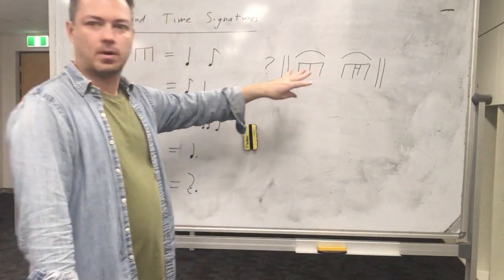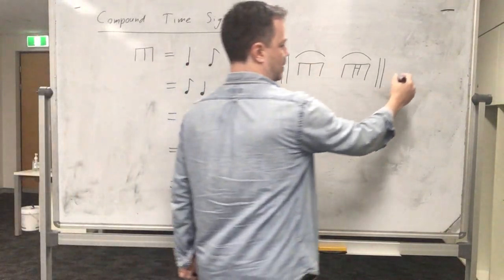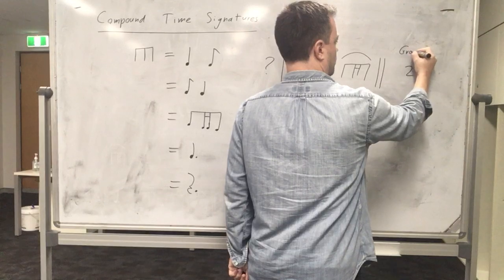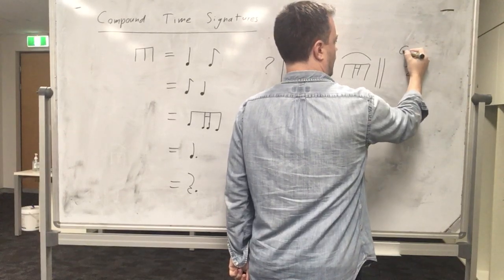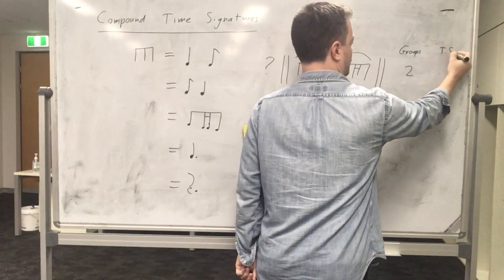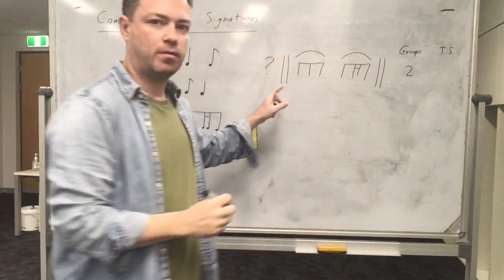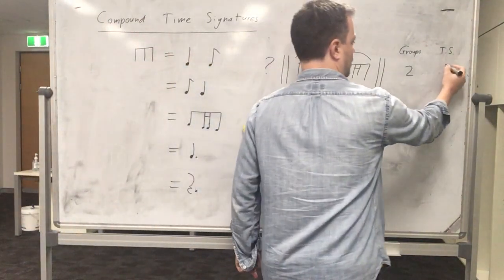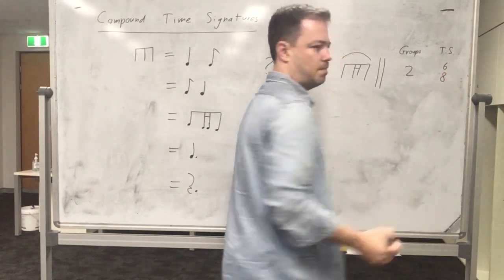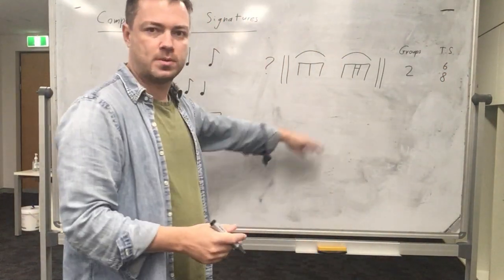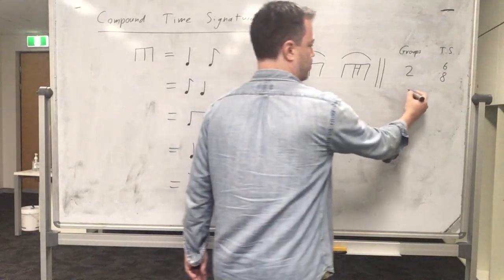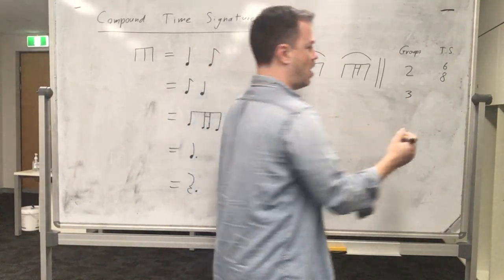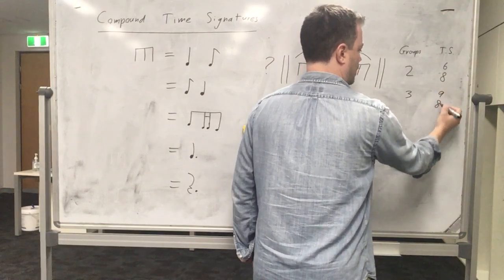And what I'm going to write over here on the edge is, when you have groups, and this is your, I'm going to put TS for time signature. When you have 2 groups like that, that is the equivalent, that's going to be 6/8. If you had 3 groups, and we'll do some examples in a tick, what time signature would it be? It's going to be 9/8. 3 groups of 3 quavers.